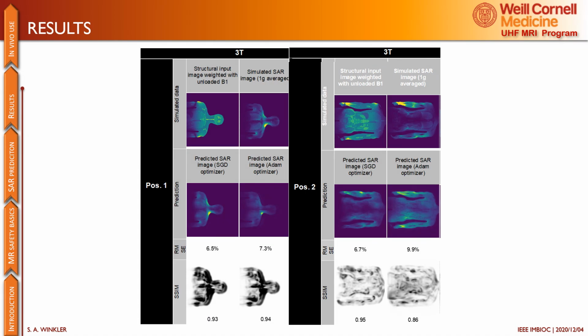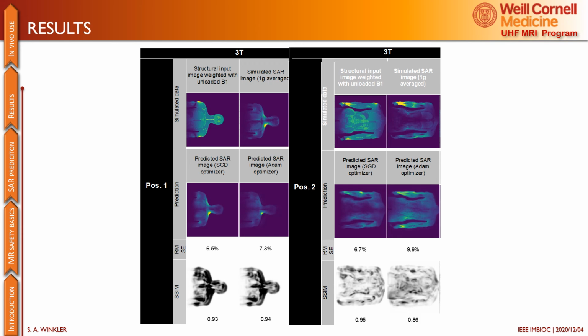Now, here are some results. This is the 3T results. I'm showing 2 positions here. If you look at the right, you have the input anatomical image, and then the simulated SAR. So this is basically the ground truth, because that's what the SAR simulation looked like. Then we predict the SAR using 2 different optimizers, and you can see it's getting there. The ADAM optimizer is a bit better here at the hand, and overall, it's looking fairly good.